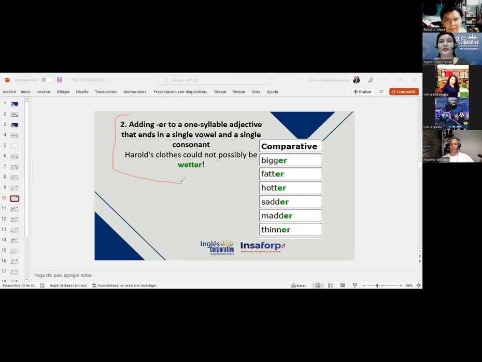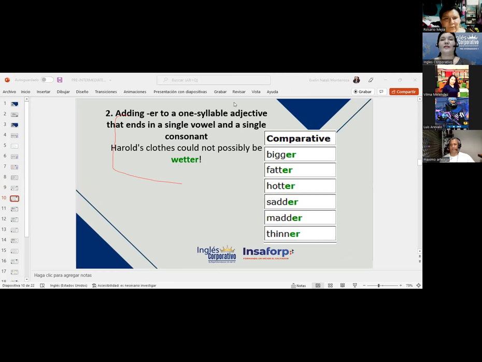Adding ER to a one syllable adjective that ends in a single vowel and a single consonant. Okay, so in this case, we have a consonant, vowel, consonant combination, right? And in this case, we have to double the letter and add ER, right? Tenemos consonante, vocal, consonante en el adjetivo. So we add the other consonant and ER. We have bigger, fatter, hotter, sadder, madder, and thinner.